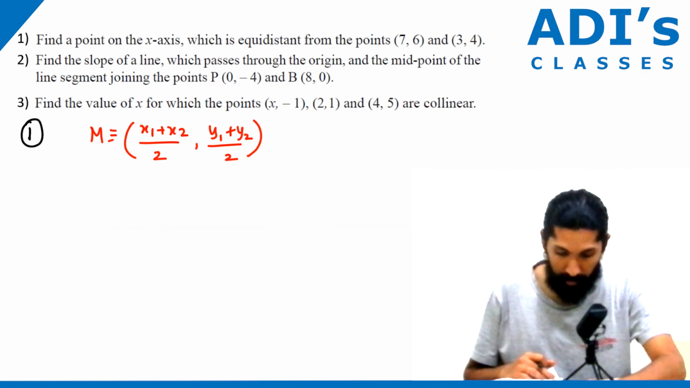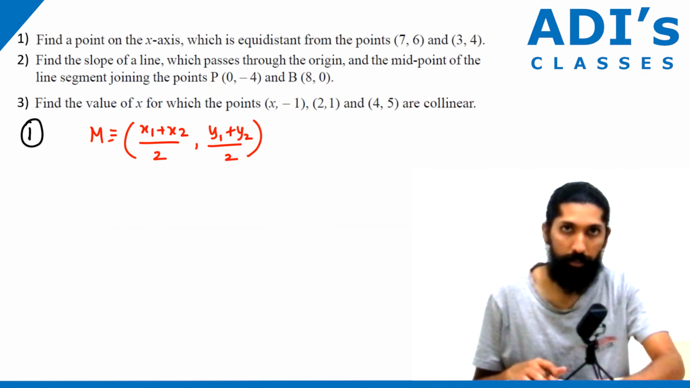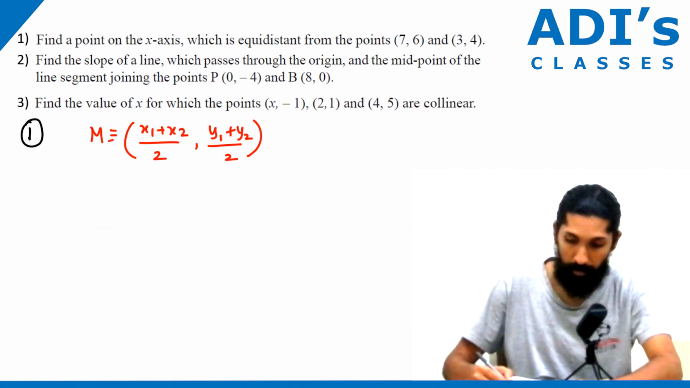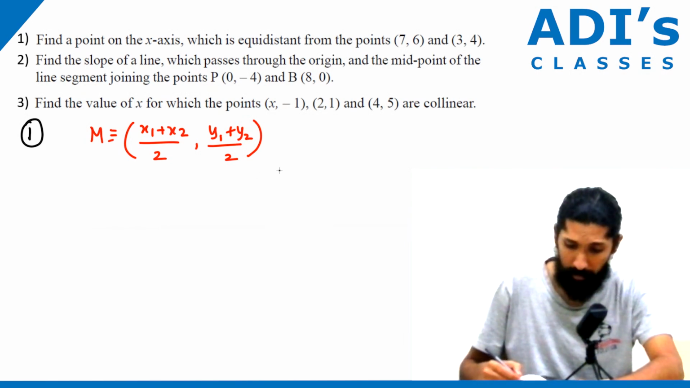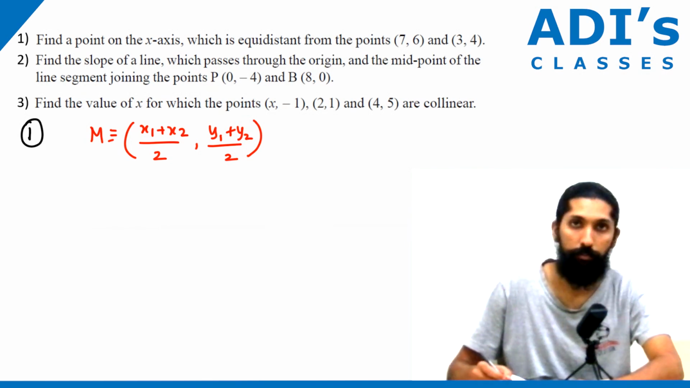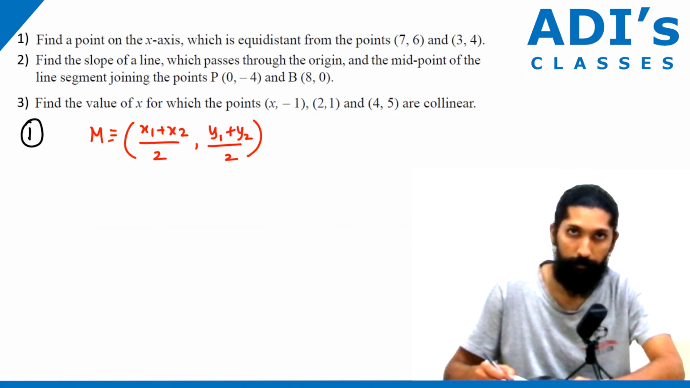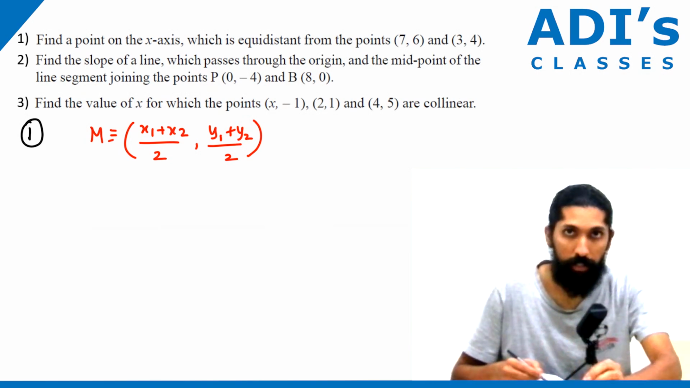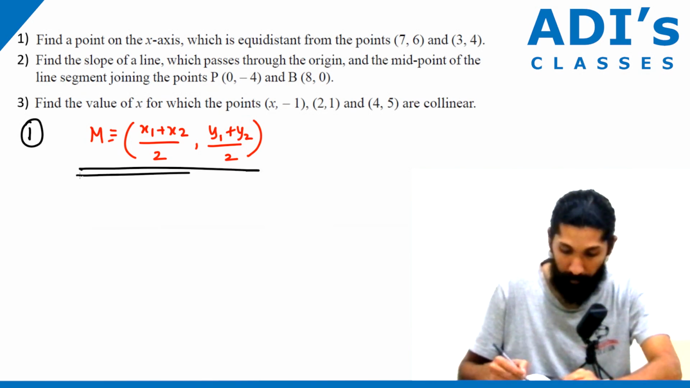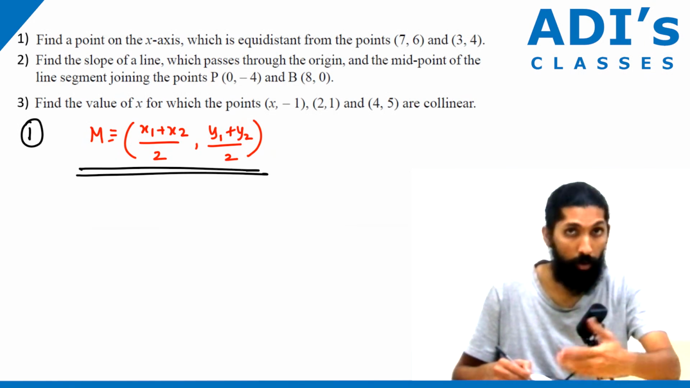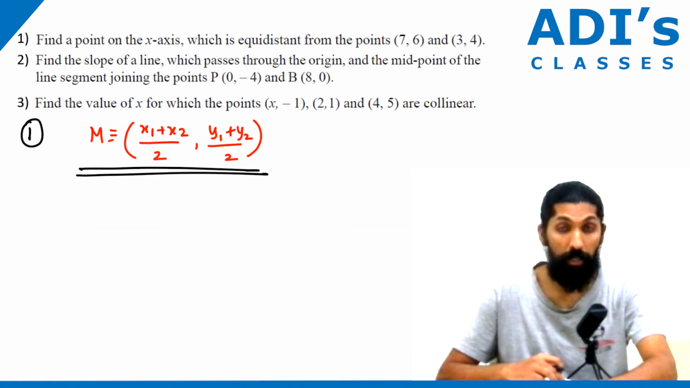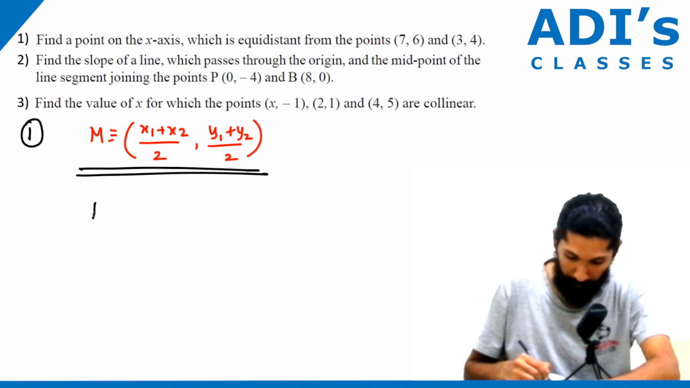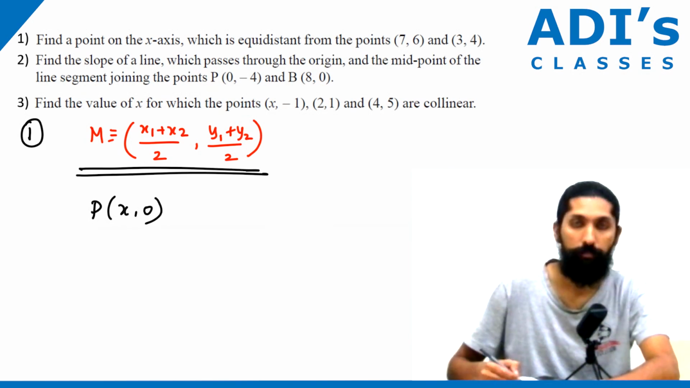Now here we can use the distance formula. It's very easy to get it. One thing we know is if I use the midpoint, in this case the midpoint is going to be (7 plus 3)/2, (6 plus 4)/2, which basically becomes (5, 5). But what they are saying is it's a point on the x-axis, correct? And I'll also explain why this particular formula holds good there also. Since the point is on the x-axis, a general point on the x-axis is going to be P(x, 0), correct?